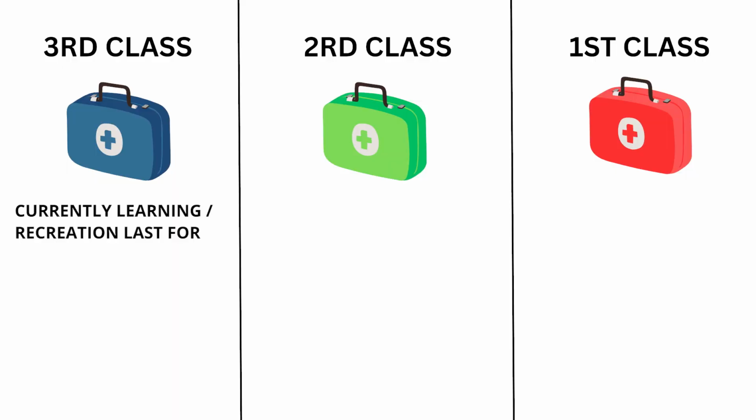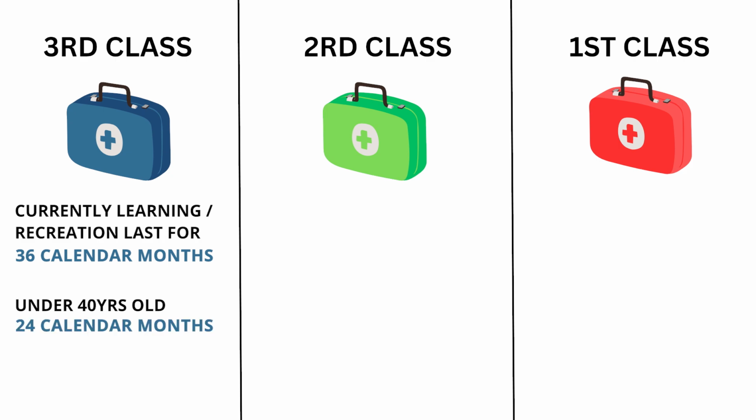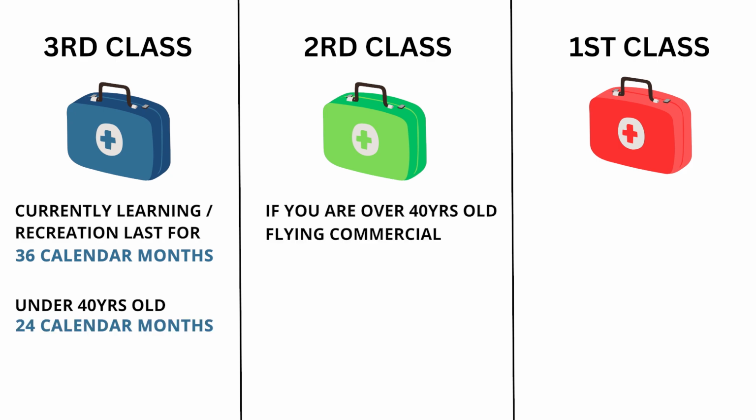Right there. If you are currently flying to learn or for recreation, you want the first flavor, the 3rd class medical, which lasts for 36 calendar months if you are under 40 years old, and 24 calendar months if you are over 40 years old. If you are flying for commercial purposes, you want a 2nd class medical, which is valid for 24 calendar months.